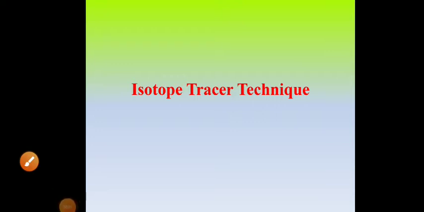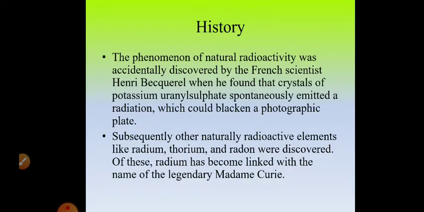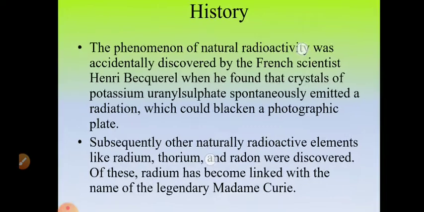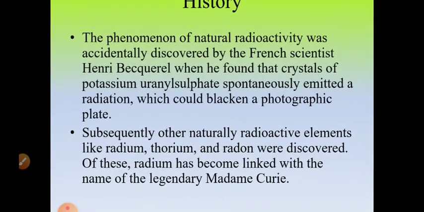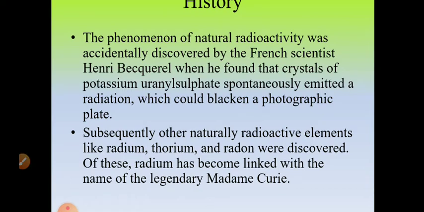Good afternoon, dear students. Today we are going to discuss isotope tracer technique. Now, the phenomenon of natural radioactivity was accidentally discovered by the French scientist Henri Becquerel when he found that the crystals of potassium uranyl sulfate spontaneously emitted a radiation which could blacken a photographic plate. And that is how natural radioactive element was discovered.